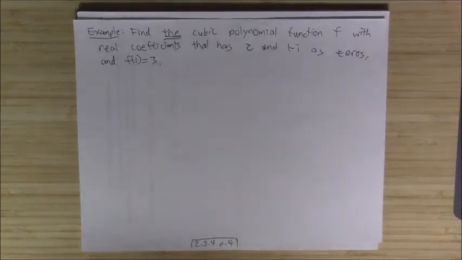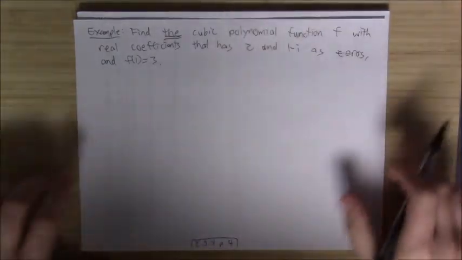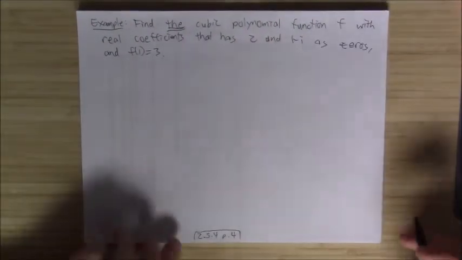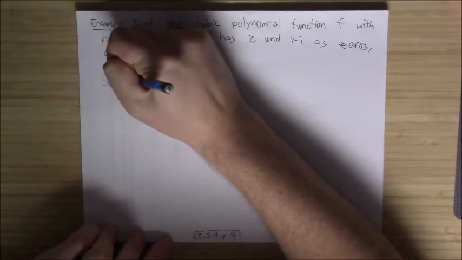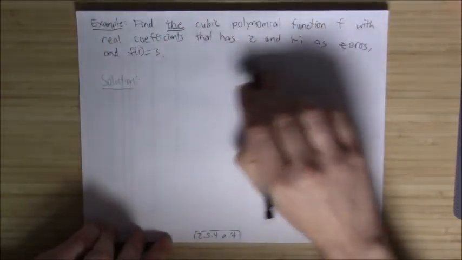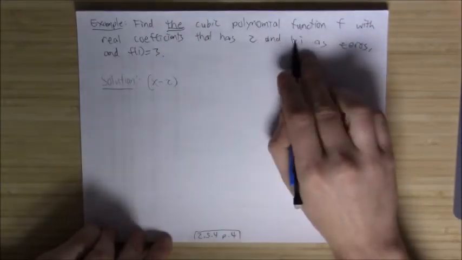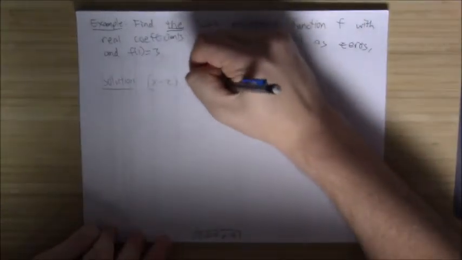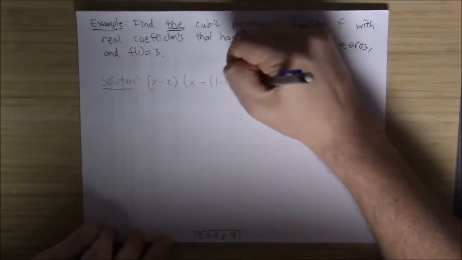So now let's try to find the cubic polynomial function f with real coefficients that has 2 and 1 minus i as zeros, and f of 1 equal 3. Well, starting off, this is exactly the same as the last two examples that have been done. So what do we know? We know that x minus 2 needs to be a factor, and then x minus 1 minus i needs to be a factor.